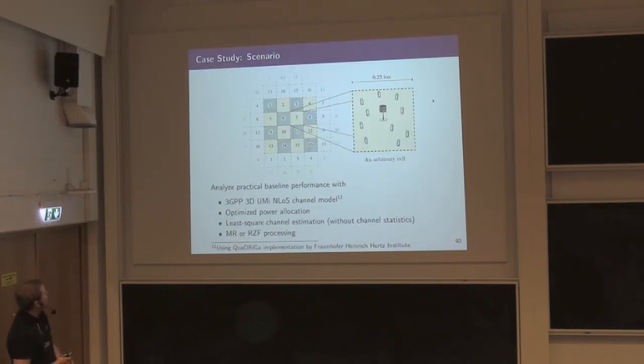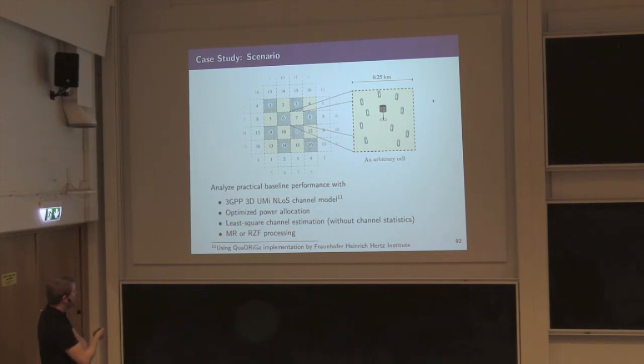And I will just show you, to wrap up here, a case study where we looked at a similar setup as before, but now we use a 3D model for non-line of sight cases in an urban microcell system. This is based on the Quadriga implementation that anyone can use. We optimized the power allocation as I mentioned. We used least square channel estimation. I haven't talked about that, but I wanted to do this without assuming any channel statistics, just to show what you can achieve in performance.